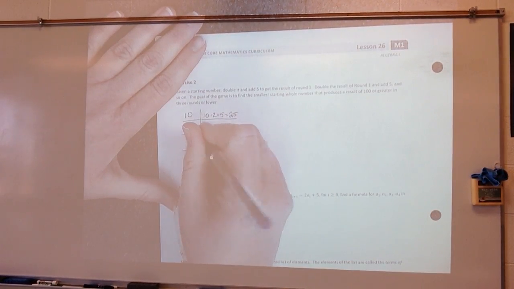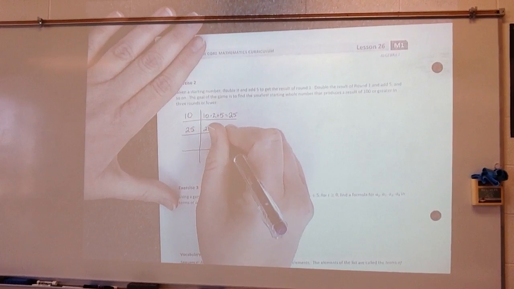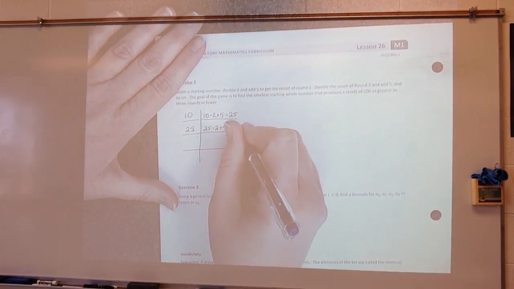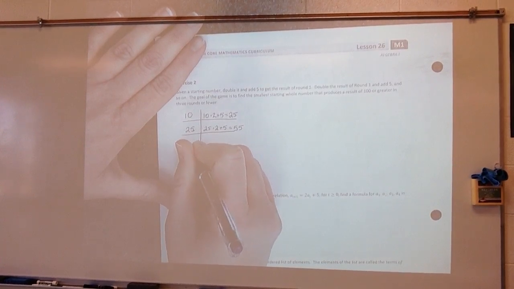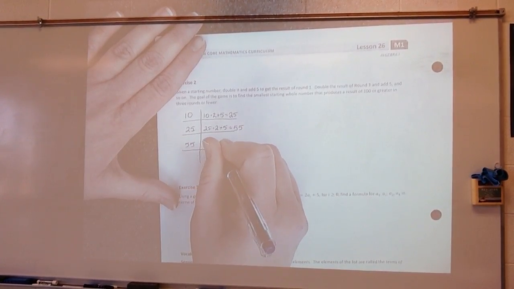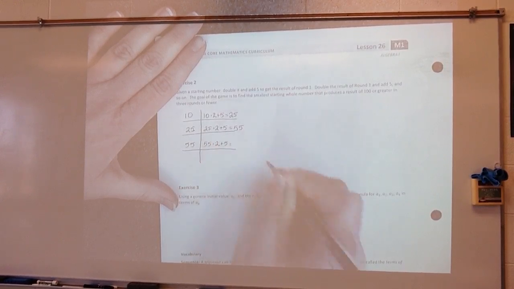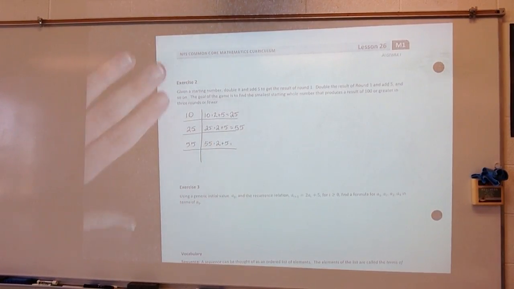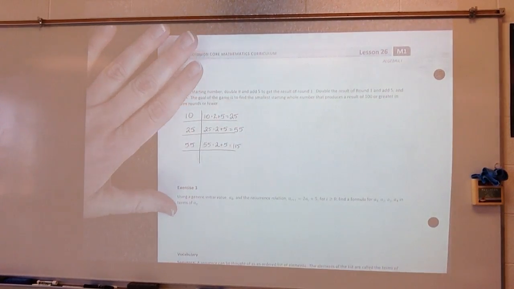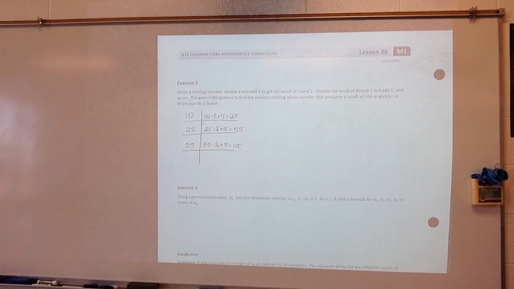Take 25. 25 times 2 is 50 plus 5 is 55. 55 times 2 is 110, plus 5 is 115. So my question was, does it produce what we're looking for? 10 does give me a result of 100 or greater in 3 rounds or fewer. It took me 3 rounds, but I got a result of 100 or greater.